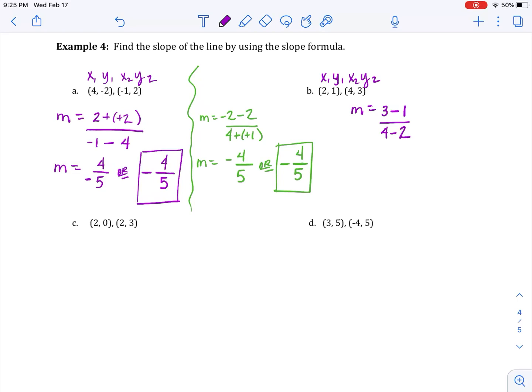When we clean that up and simplify it, we get m equals 2 over 2. And 2 over 2 should be reduced. Remember, never leave a fraction unsimplified. So it reduces down to a 1.